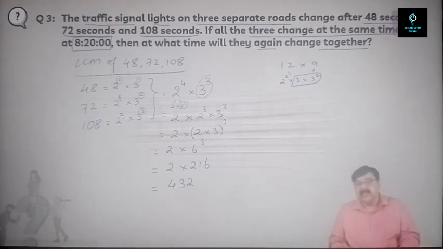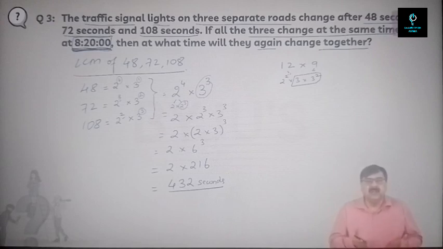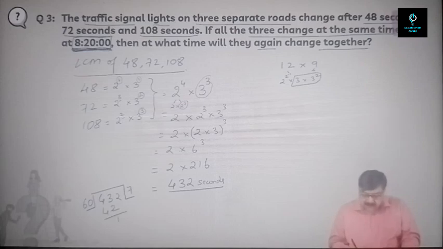So all these lights will change together again after 432 seconds. But then, because the time which is given to you here is in hours, minutes and seconds, you have to change 432 seconds into minutes, because obviously you can't change it into hours. So 432 when divided by 60 will give you the minutes and seconds. 6 sevens are 42, remainder is 12. So this 432 seconds is also equal to 7 minutes and 12 seconds.